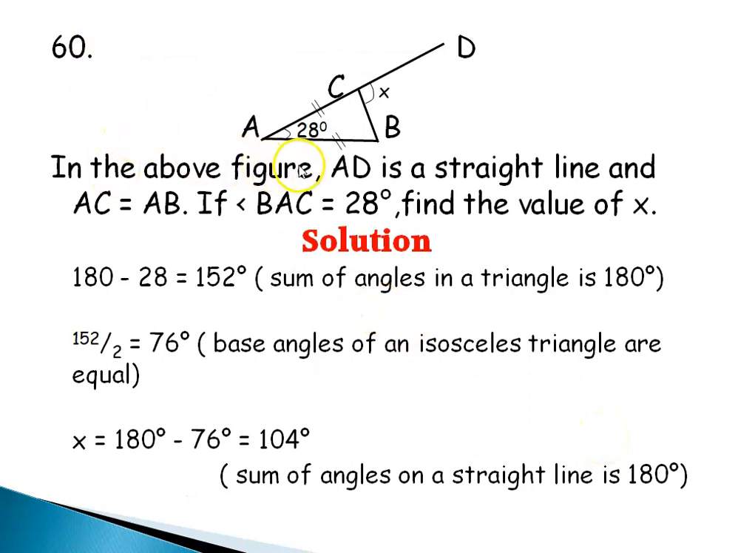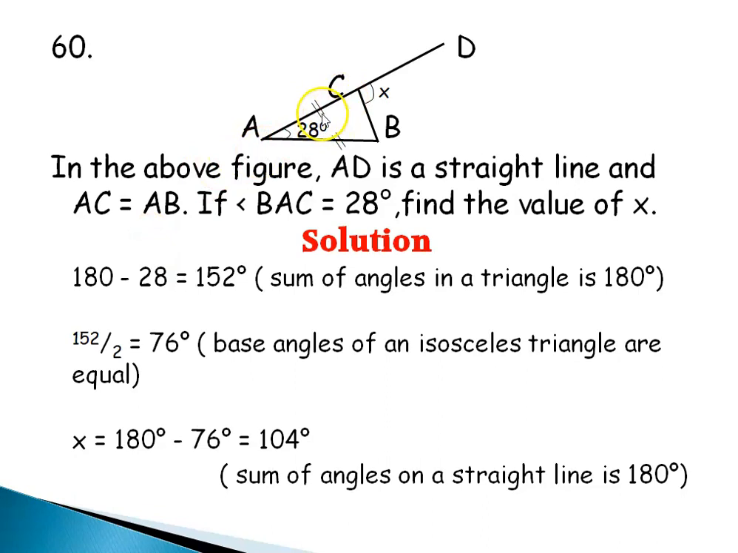Question 60. In the above figure, AD is a straight line and AC is equal to AB. If angle BAC is 28 degrees, find the value of x. So we are told that this side is equal to this side, and that gives us an isosceles triangle. This is 28, this is x. Is that okay? Alright.